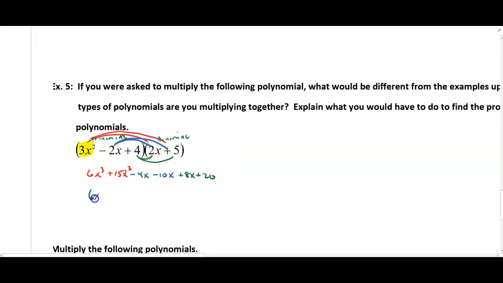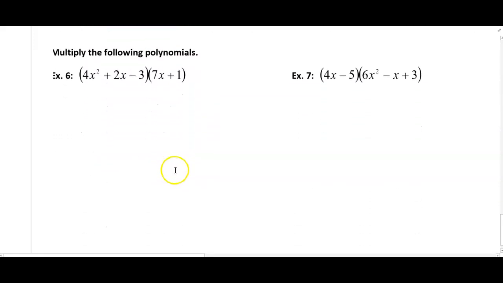So now, combine like terms, 6x to the third, then plus, this is 4x squared, sorry. It's 4x squared. So 15x squared minus 4x squared is plus 11x squared. Negative 10x plus 8x is minus 2x. Then plus 20. So using the same process, go ahead, try these two, come back, check your answers.